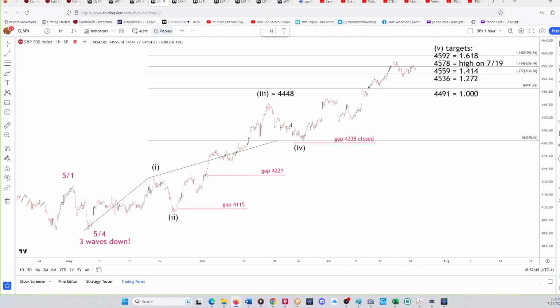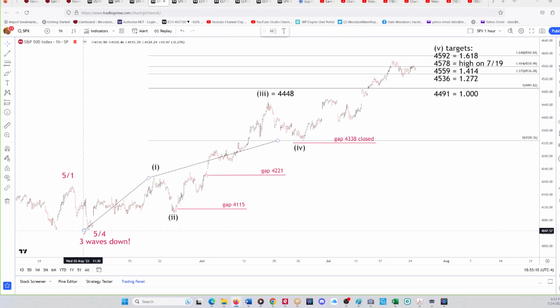Okay, we'll look at the hourly chart. And I want to mention this. I don't know if I mentioned it to our YouTube subscribers, but definitely in our monthly subscription newsletter. What tipped us off was these three waves down from the May 1st high to the May 4th low. That was definitely three waves, and it said three waves down means the trend is up. We should get 5 waves up, and as you can see, we got 5 waves up.